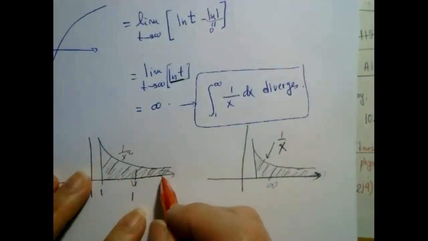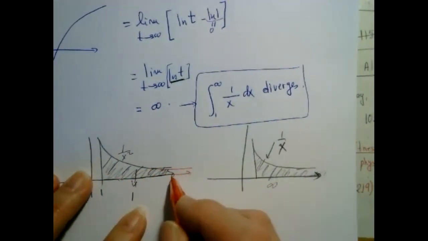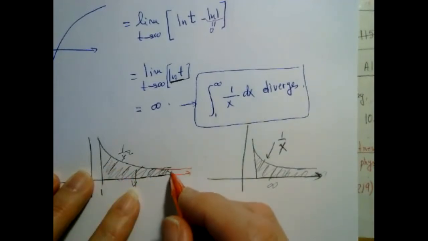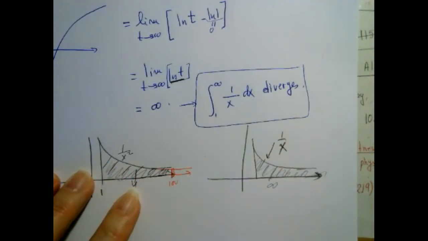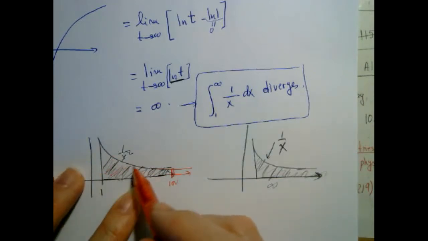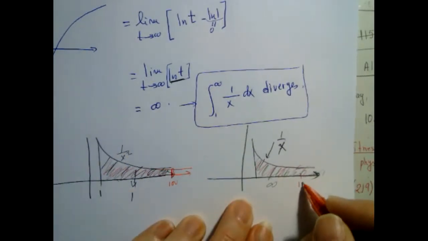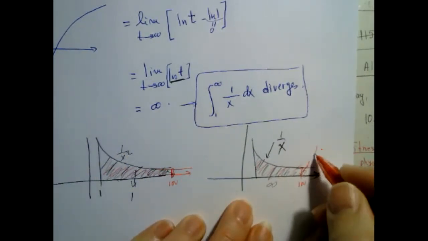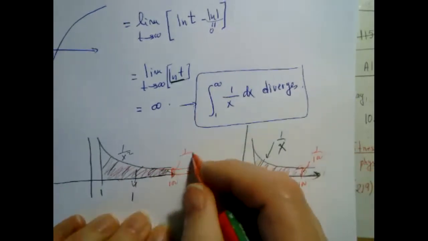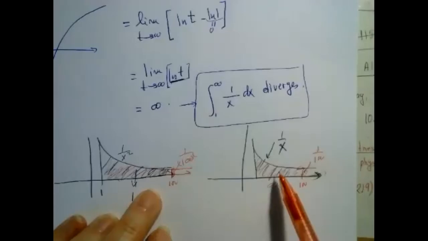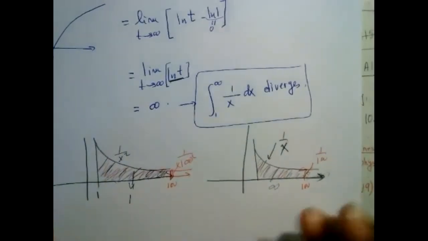So this one goes to 0 when x gets very large. For example, at 100, this is 1 over 100 squared. So this goes to 0 way faster than this function goes to 0. If I take 100, for example, here it is 1 over 100. However, this is 1 over 100 squared. So this one goes to 0 much faster than this function does. That's the only comparison I can make between those functions.